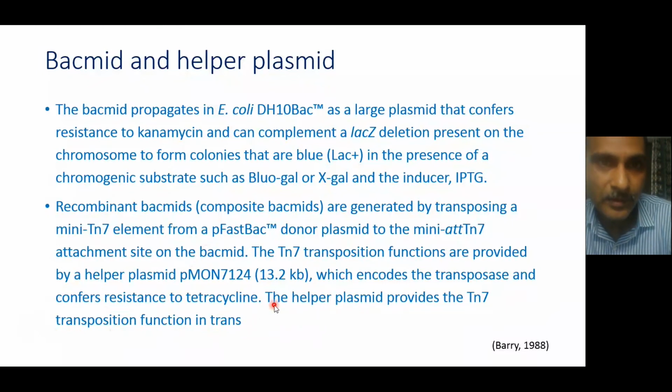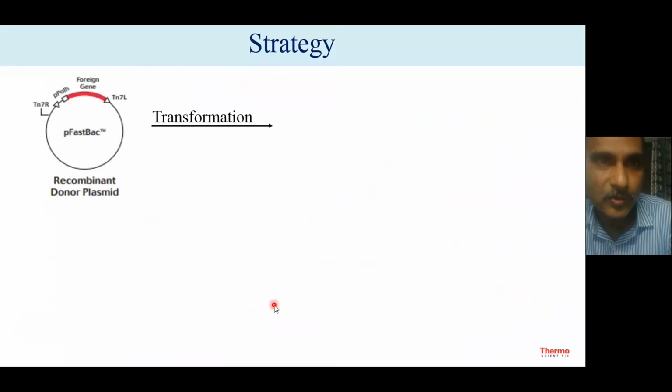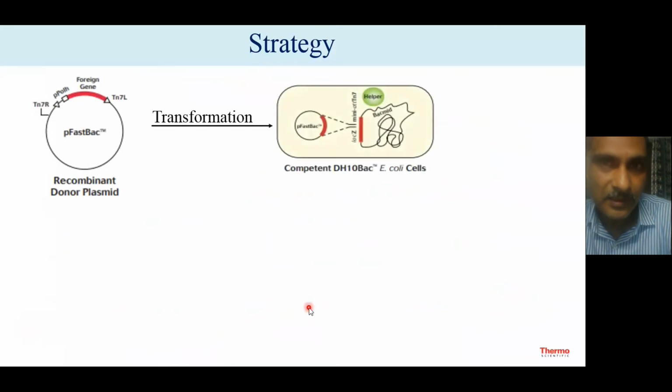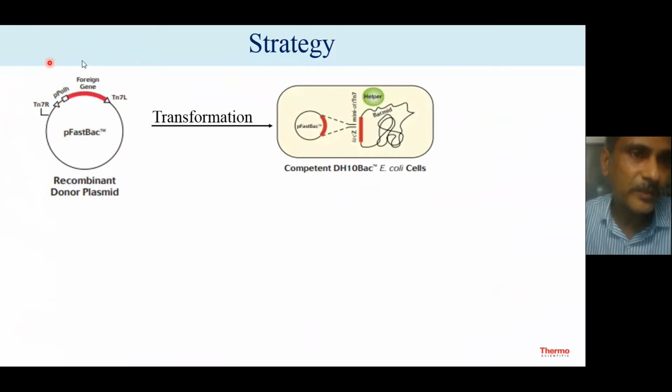Okay, so now what is the strategy? This is again a graphical representation of the strategy. You clone your gene of interest, so your gene of interest is now cloned in pFastBac. The red one is your gene. Then you transform this recombinant pFastBac plasmid into competent DH10Bac E. coli cells. Within the cells, as I already mentioned, there is a Bacmid present, which is a baculoviral genome, and the helper plasmid is present.